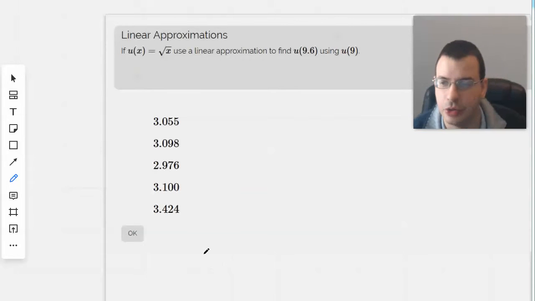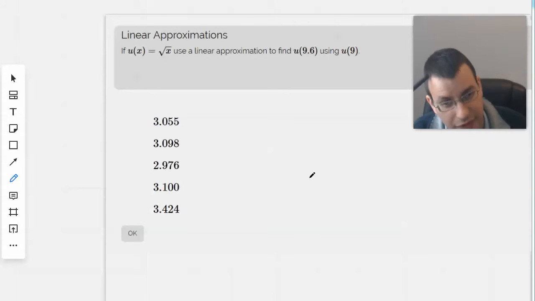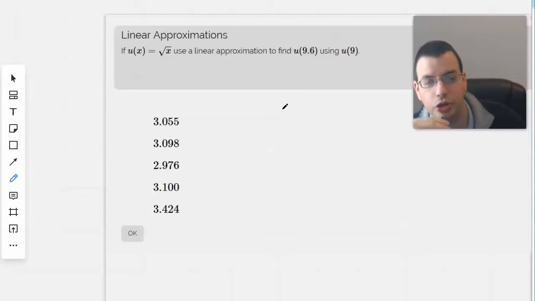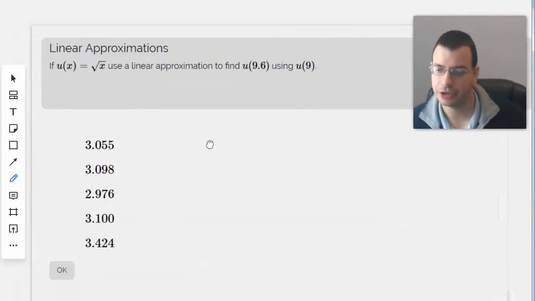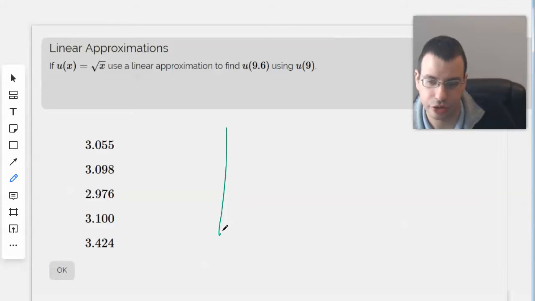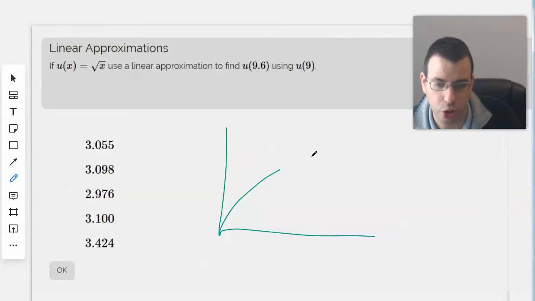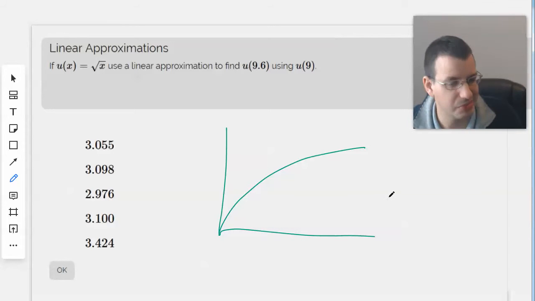If u of x equals square root of x, use a linear approximation to find u of 9.6 using u of 9. Okay. So the general idea here is draw a quick picture. So square root of x looks kind of like this, maybe.